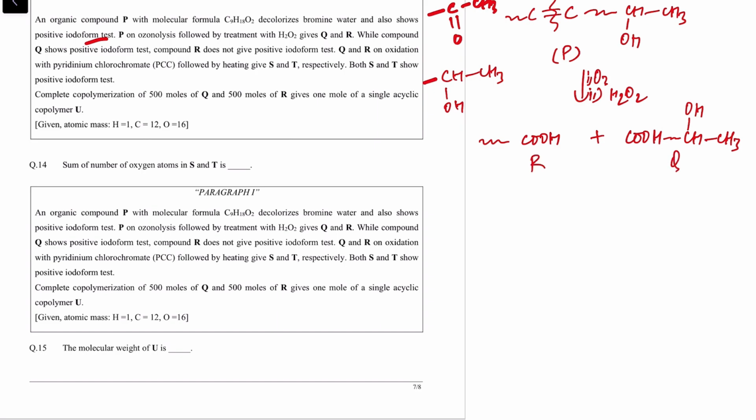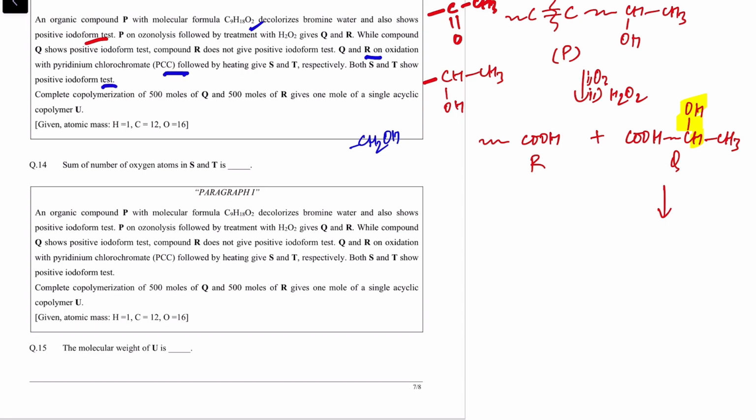Now, while compound Q shows positive iodoform test, yes, it will show positive iodoform test because it still has this linkage. Compound R does not. Now, this is where you have to stop. Compound R does not give positive iodoform test, yet there is one oxygen we have to account for. Now this oxygen cannot be present in the form of a terminal OH group. Why? Because R is subsequently oxidized with PCC that gives positive iodoform test.